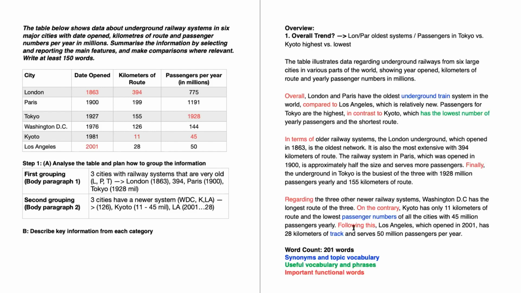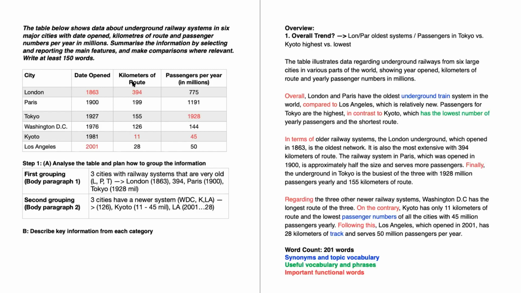And following this is very similar to finally. It's basically saying next or then. And again, just giving an order to your paragraph. And then passenger numbers and track are also vocabulary that are relevant to this topic. Again, I was just thinking of numbers of passengers, and track is another way to talk about a route.